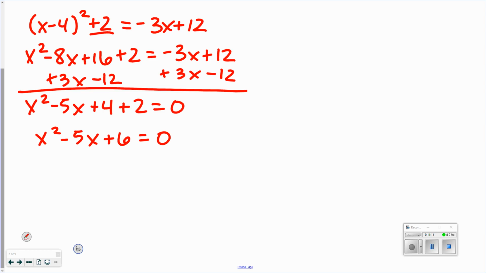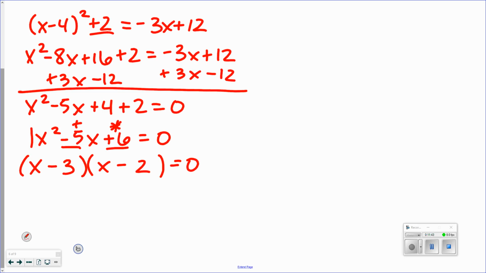And now I need two numbers that multiply to positive 6 and add to negative 5. So multiply to 6 and add to negative 5. So hopefully you know those two numbers are negative 3 and negative 2. Next, I want to find what the x values are. So I'm going to take my factors, set them equal to 0, and solve. So I get x equals 3 and x equals 2.